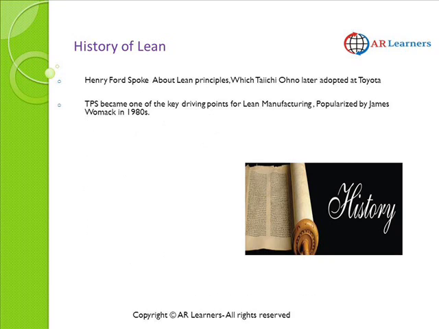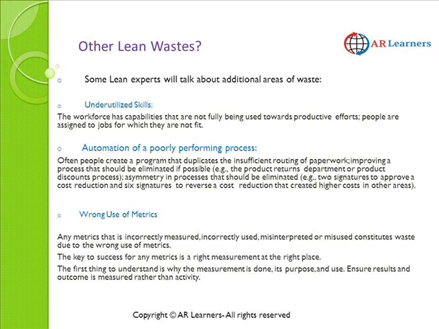History of Lean. Henry Ford spoke about Lean principles, which Taiichi Ohno later adopted at Toyota. TPS became one of the key driving points for Lean manufacturing, popularized by James Womack in the 1980s. Other Lean wastes: underutilized skills, automation of a poorly performing process, wrong use of metrics.